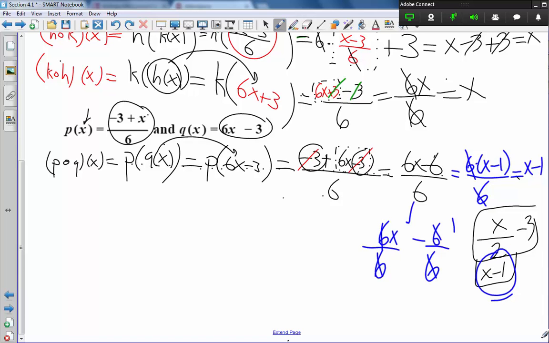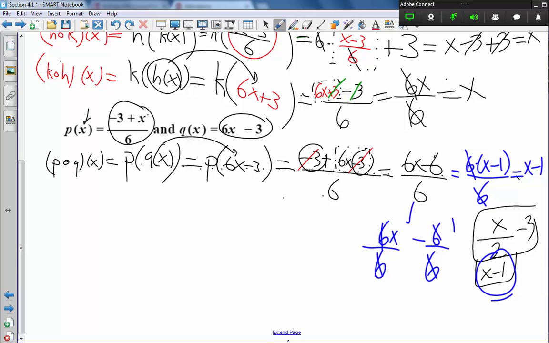Well, do I need to check now Q compose P, the reverse order? No, we don't have to because it didn't work for the first part. They're not inverse. They're not. Okay?